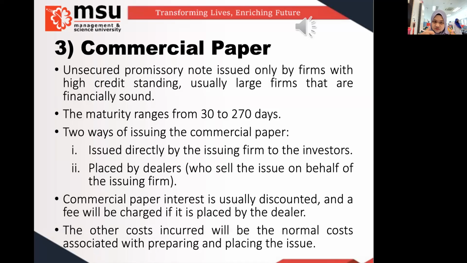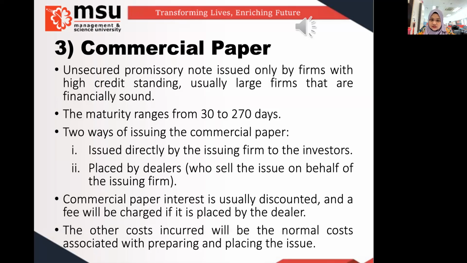So basically the practice of issuing the commercial paper is like issuing shares, but the type of instrument is called commercial paper and the tenure is less than a year. So that is commercial paper and it is classified as short-term financing. All right. So basically there are two ways to issue the commercial paper.